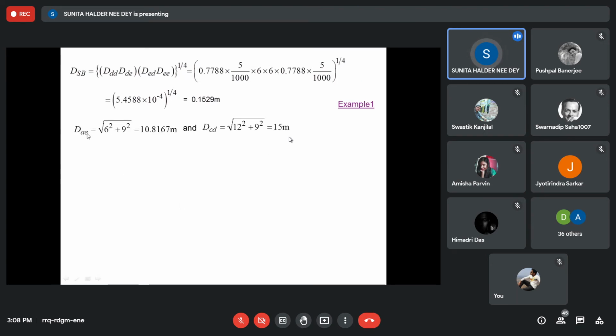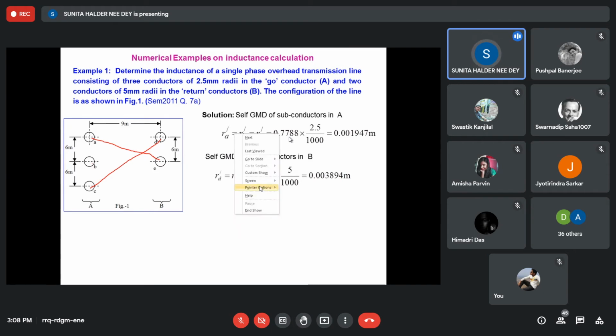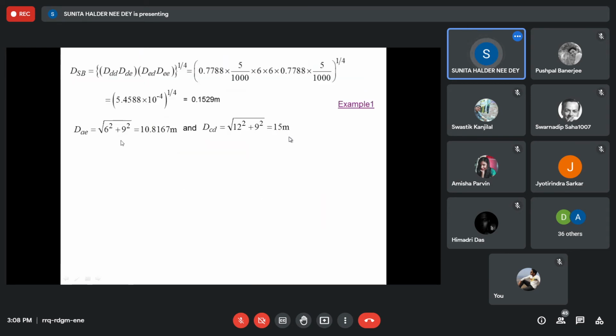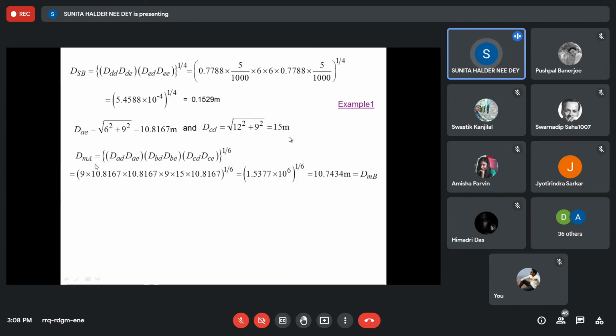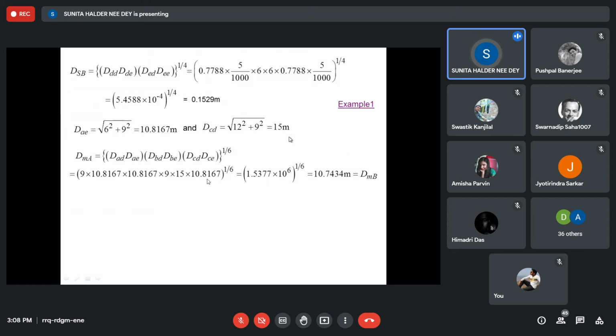Now these distances are required to find the mutuals. This one and this one will be the same. Now these two are required, is it not? So these two have to be found out. Then what is the mutual distance from conductor A? So AD, AE, BD, BE, CD, CE. So six mutual distances, to the power 1 by 6.